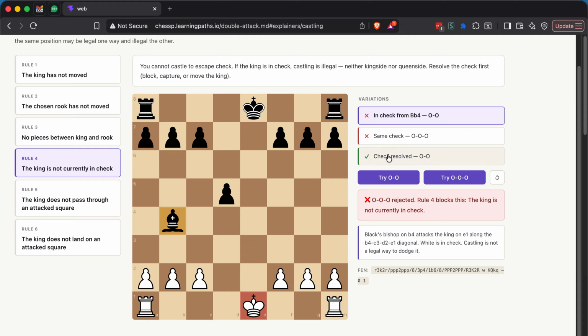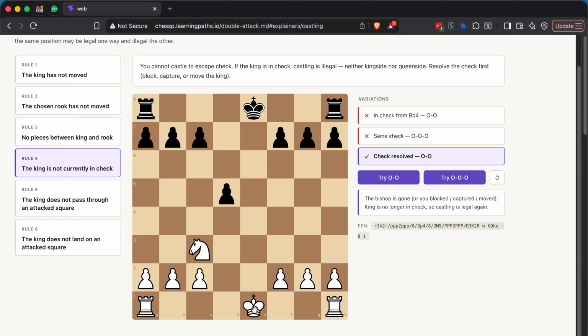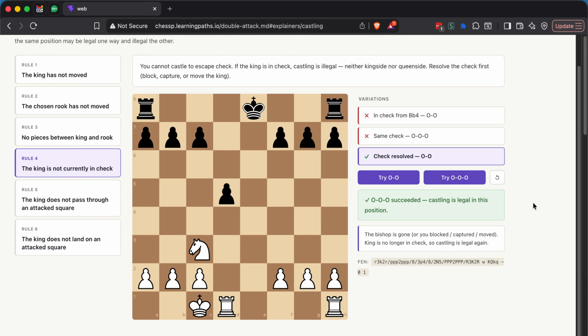But let's say the check is resolved, now our king is not under check, then we will be able to castle, because there are empty squares and both the rooks have not moved till now. We will be able to do king side castling as well as queen side castling. So many people would know about rule 4 also. The actual differentiation is in rule number 5 and rule number 6.